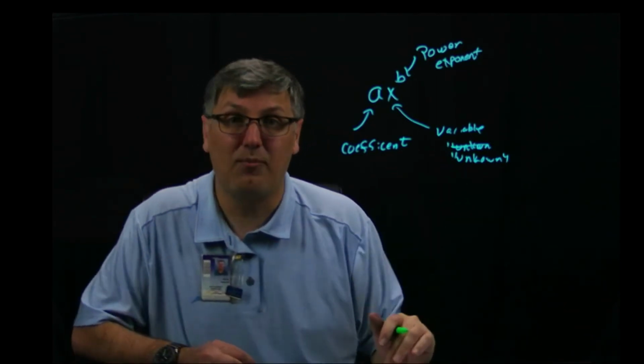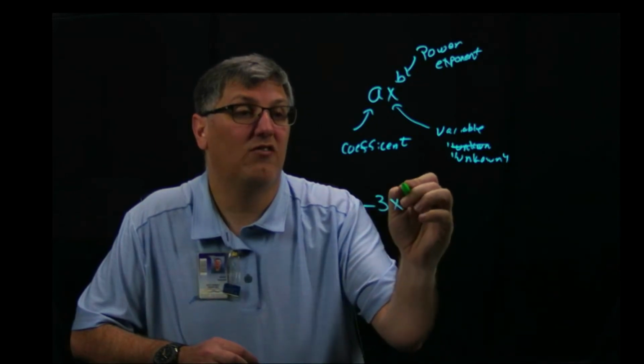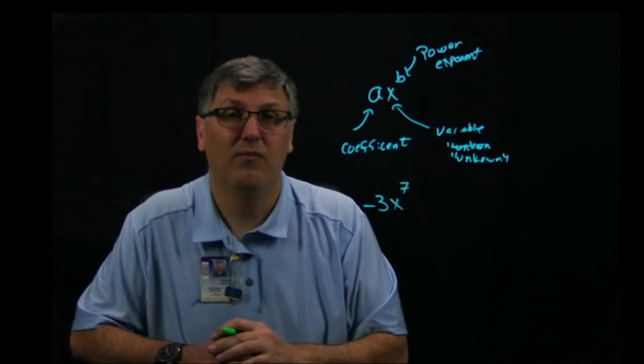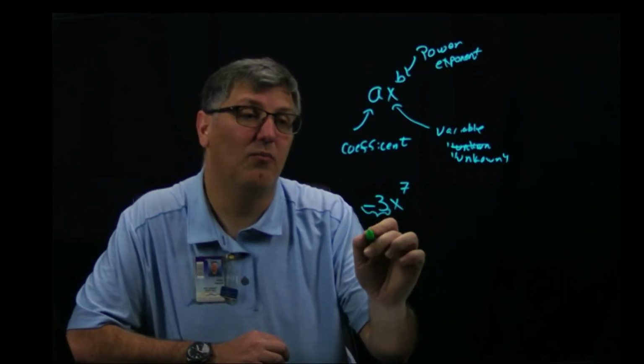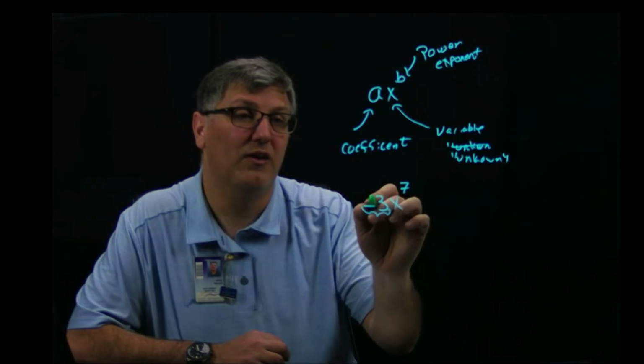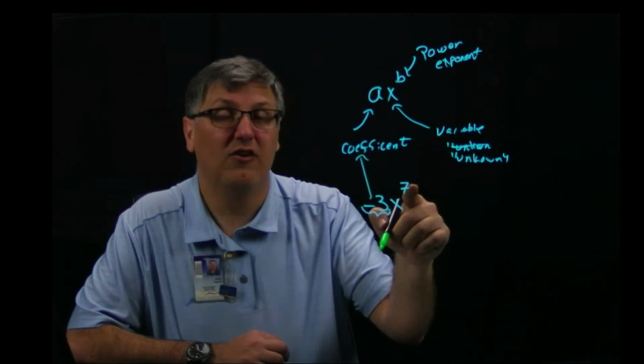So let's look at an example of a monomial. I can do negative 3x to the 7th power. So my coefficient is the number and sign. So my coefficient is negative 3. X is my variable, and 7 is my power.